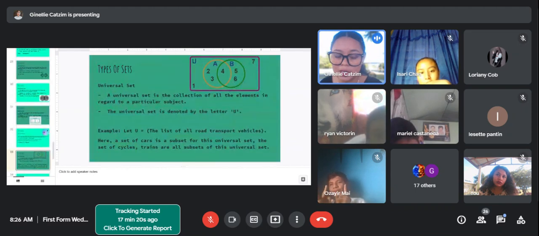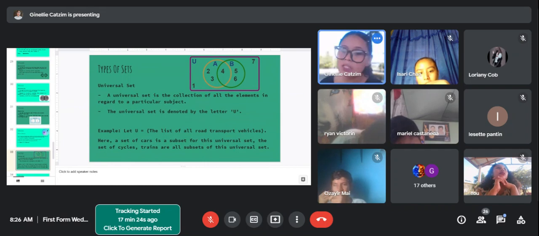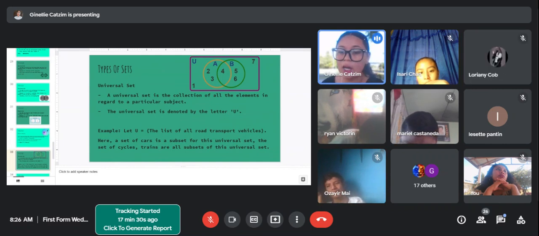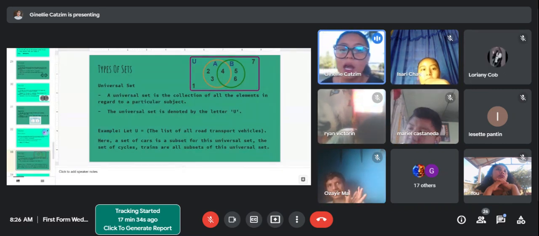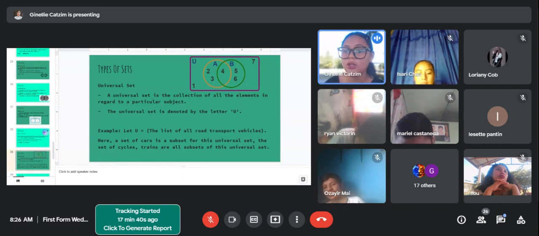Now we have the universal set. A universal set is the collection of all elements in regards to a particular subject, and it is denoted by the letter U.